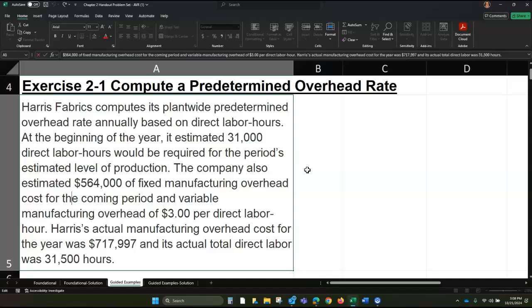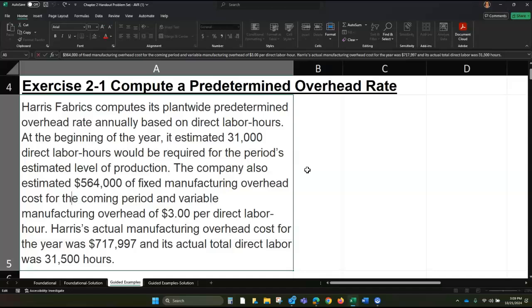The 564 is the fixed. That's the total. So that includes variable and fixed. Okay? So make sure when you see a number, you're like, okay, both fixed and variable in it. All right? And its actual total direct labor was 31,500 hours. So actual direct labor, we estimated it at 31. Our actual was 31.5. Okay?